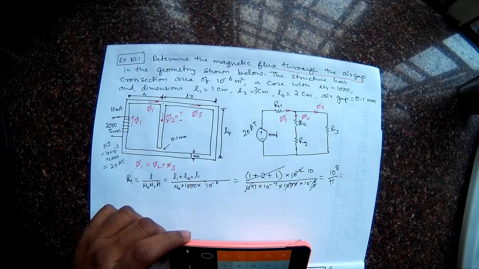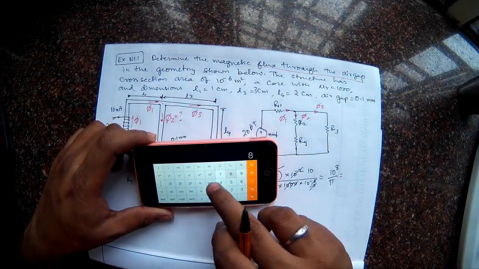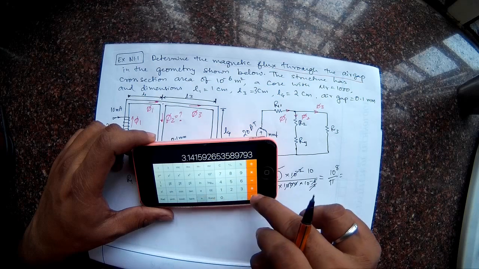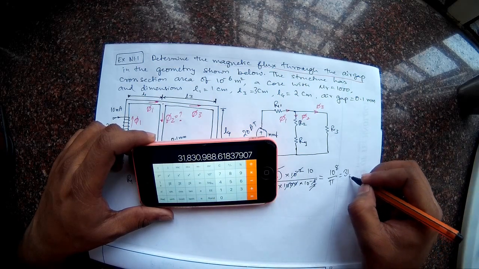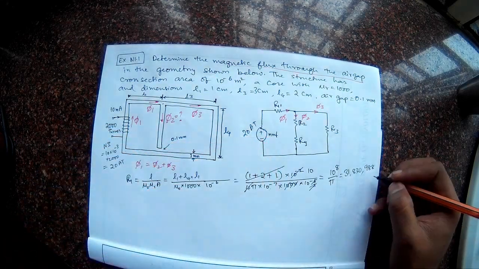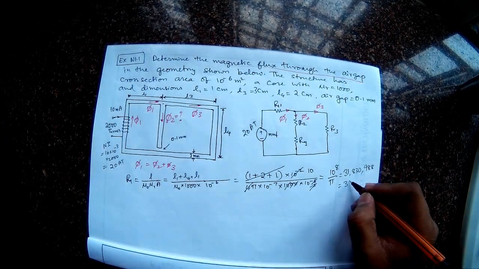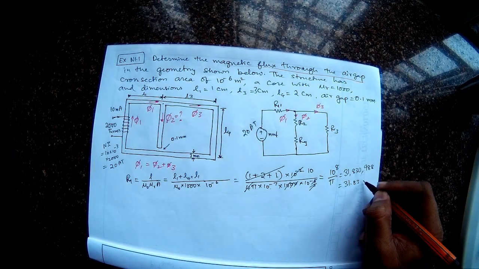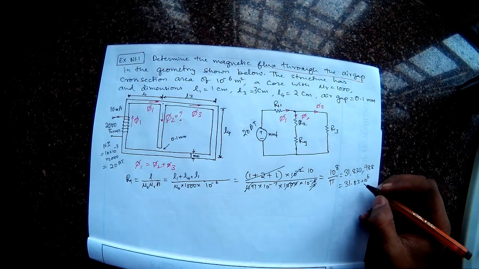Okay. So I just made some basic simplification. So now 8 10 power x divided by pi. So I get 31830.988. Okay, so this is my reluctance of the first part, or I can write it 31.83 into 10 power 6. I just rounded up.